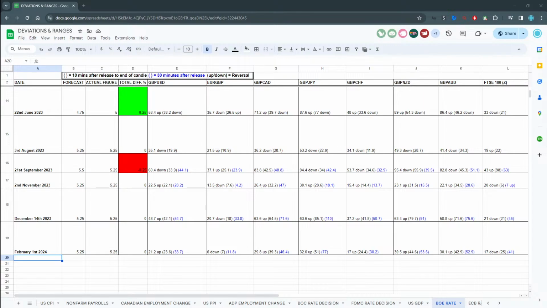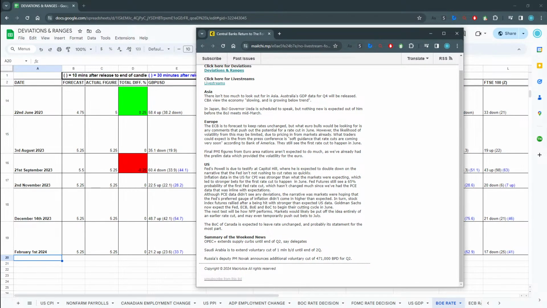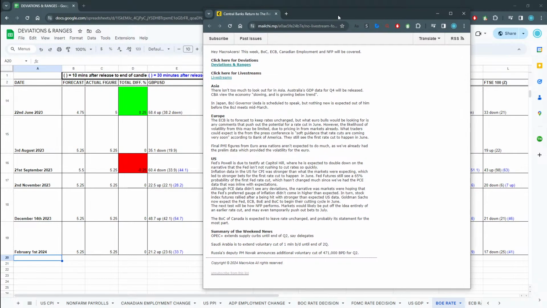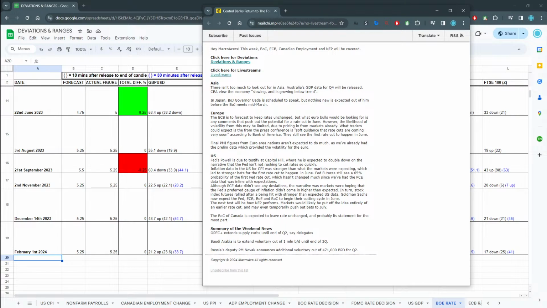Let me bring this up here. Here we go. There we are. So it's simple. It's giving you a little bit of a rundown of what to expect in Asia, Europe, and the US session. Summary of some of the weekend news. You have a link to the ranges and deviations and the live streams. And then also what would be covered. This is last week's, from a while ago, but this is how it usually looks. It's simple. There's not a lot of detail there.